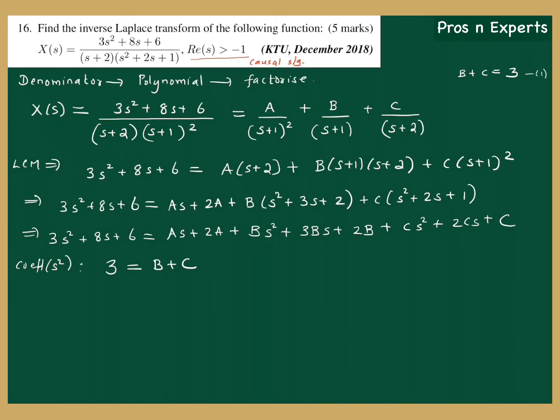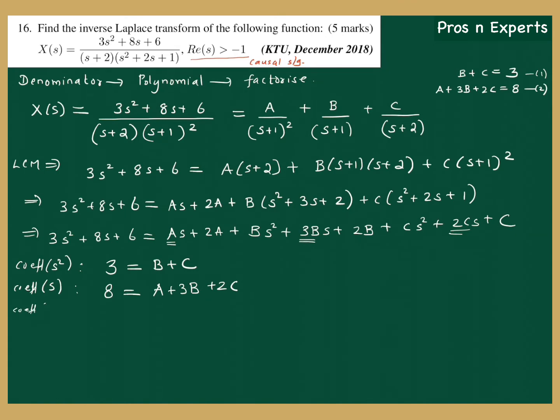Now I can compare the coefficient of s. In LHS it is 8, so I can write 8 is equal to, in RHS there are a number of coefficients for s: a, then plus 3b, then for s we have 2c, plus 2c. So a plus 3b plus 2c equal to 8. That is my equation number 2.